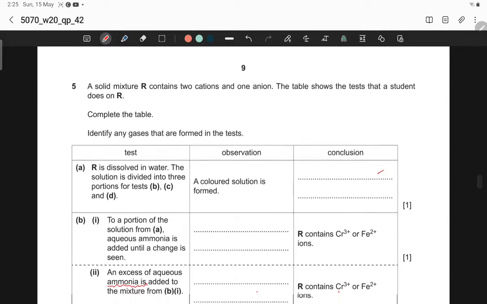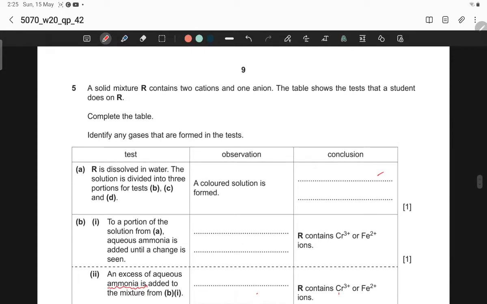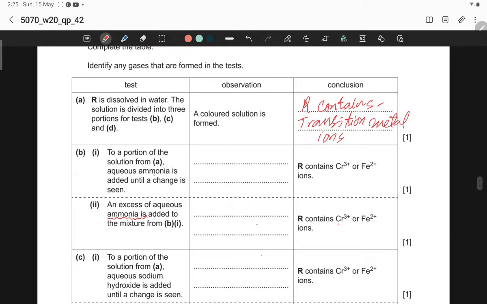A colored solution is formed. So if a colored solution is formed, it means R contains transition metal ions. To a portion of the solution from A, aqueous ammonia is added until a change is seen. The result is that R contains chromium or iron 2 ions. Green precipitate.